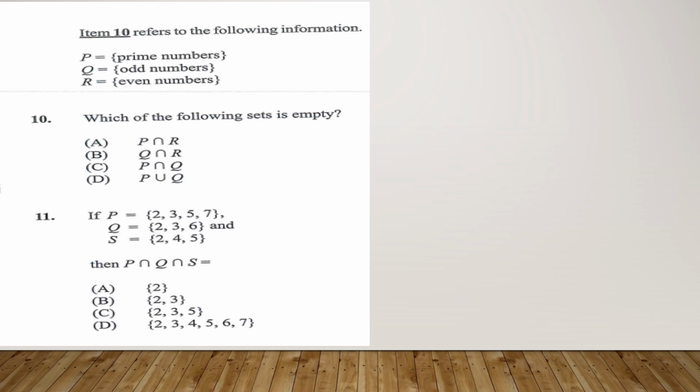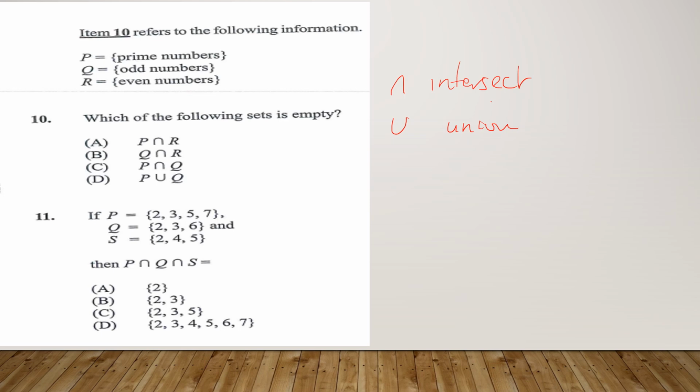Number 10, which of the following sets is empty? So we have P prime numbers, Q odd numbers, and R even numbers. Remember this means intersection, this is union. So P intersection R, prime and even. Then we have Q intersection R. Is there anything common there?